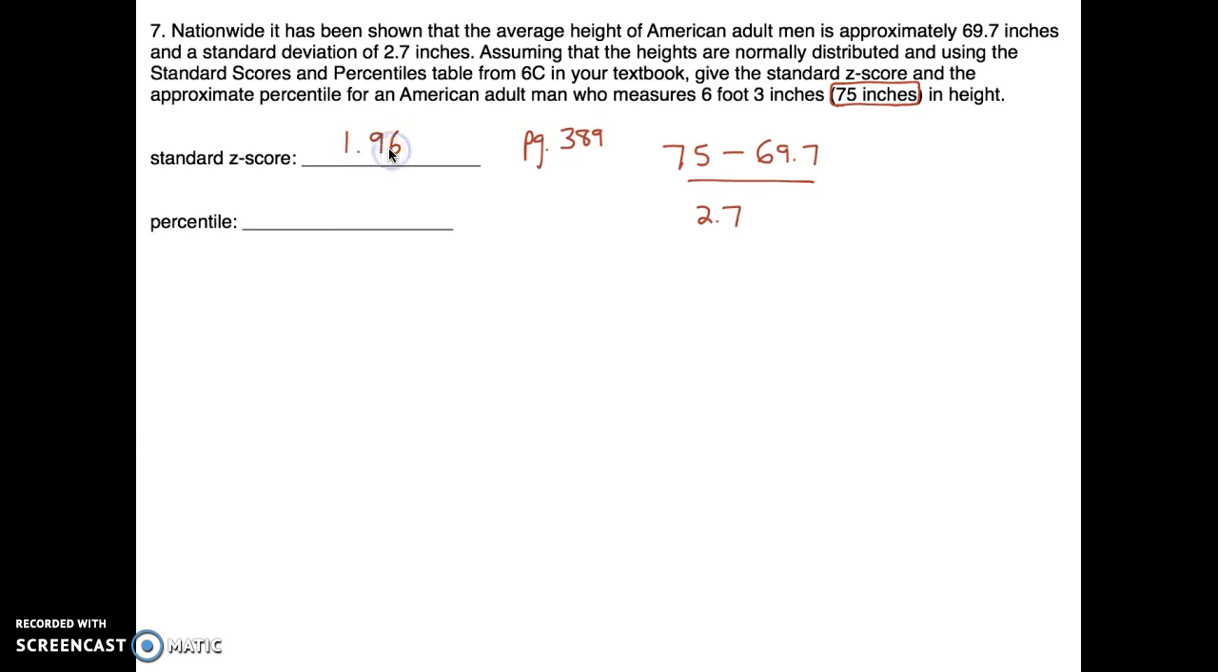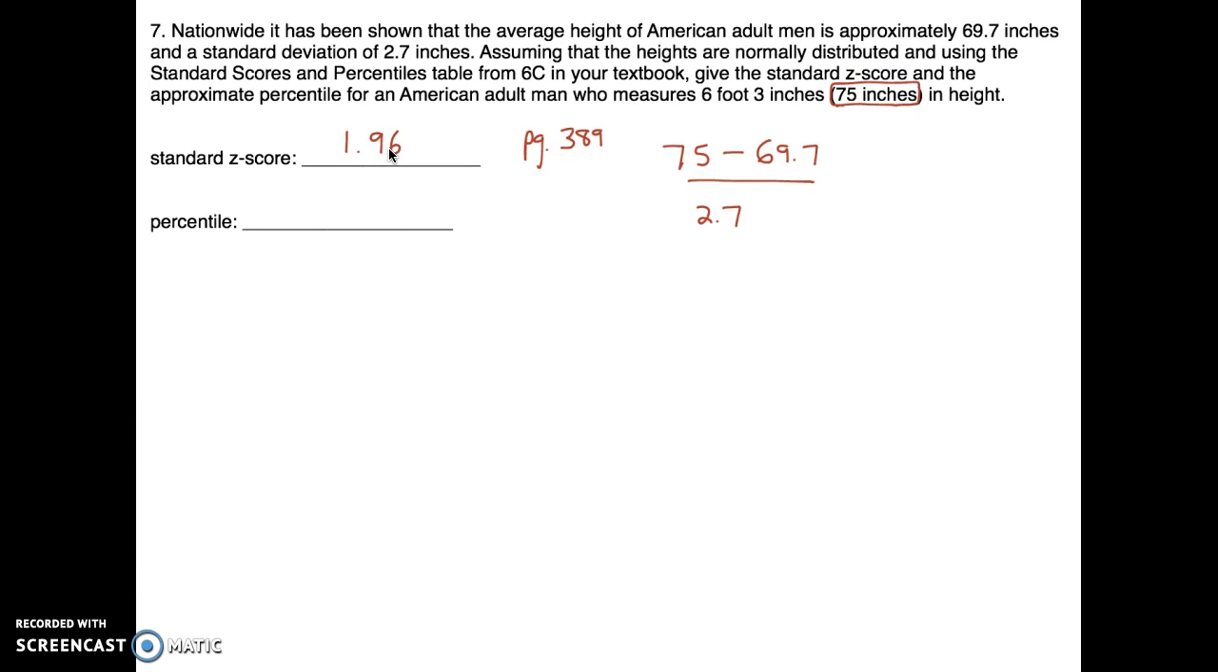So when you go to look at the z-score table, you'll notice that it doesn't have a 1.96. It just has a 1.9 or a 2. So in this case, on these problems, you're going to ignore that 6, and you're just going to look at the 1.9. So you're not going to round at all. You're just going to drop that off and look at the 1.9.